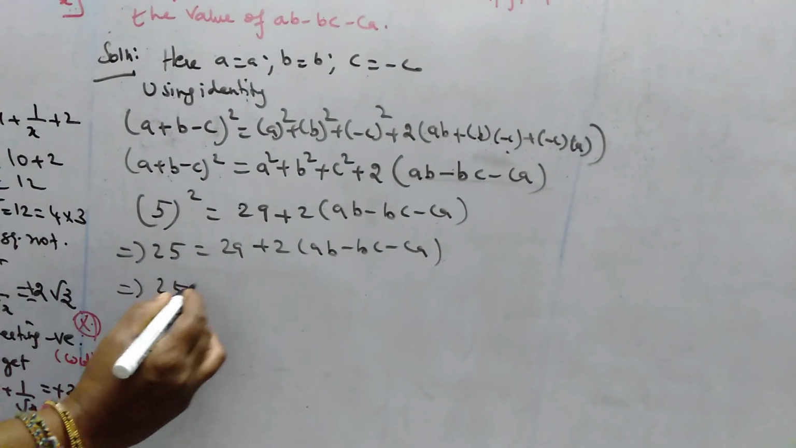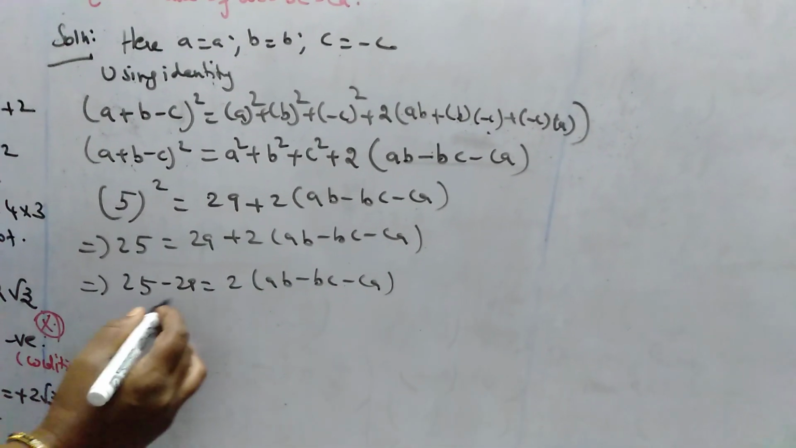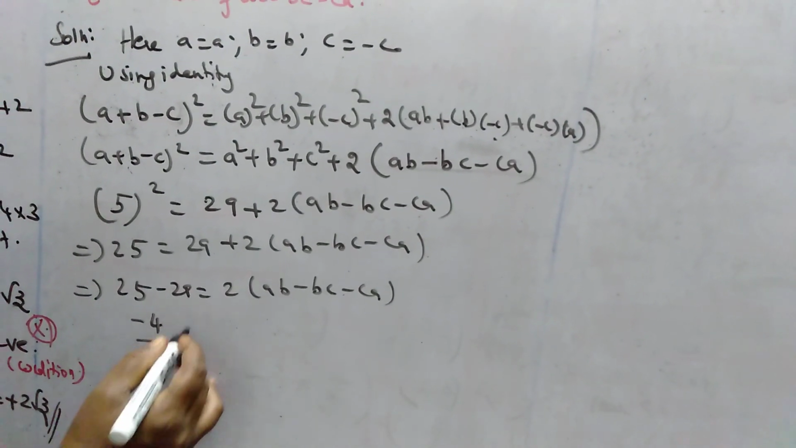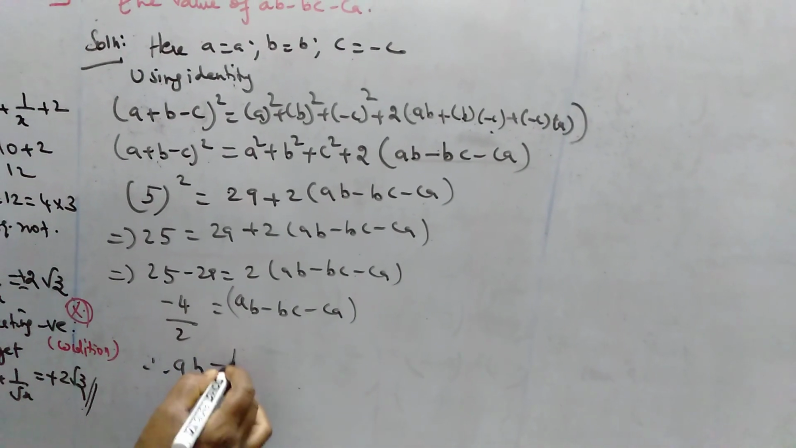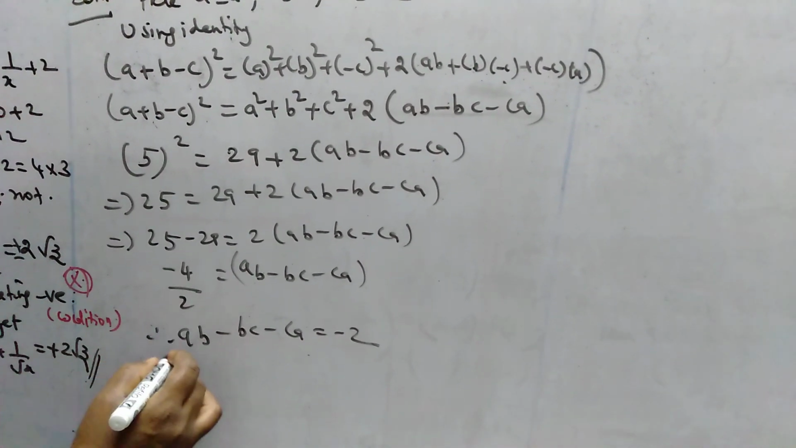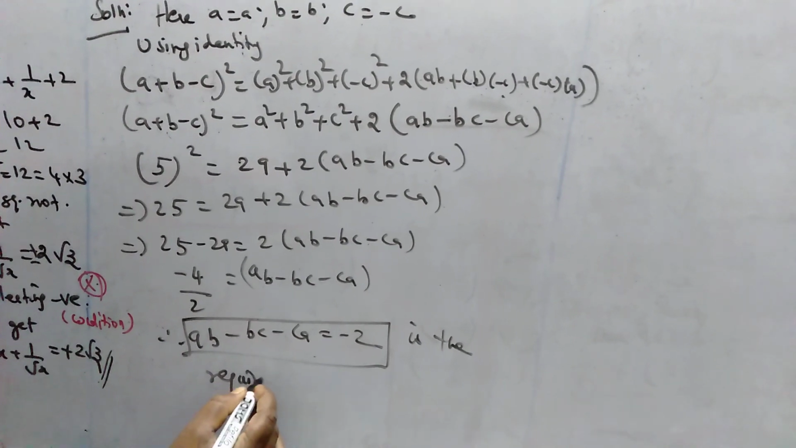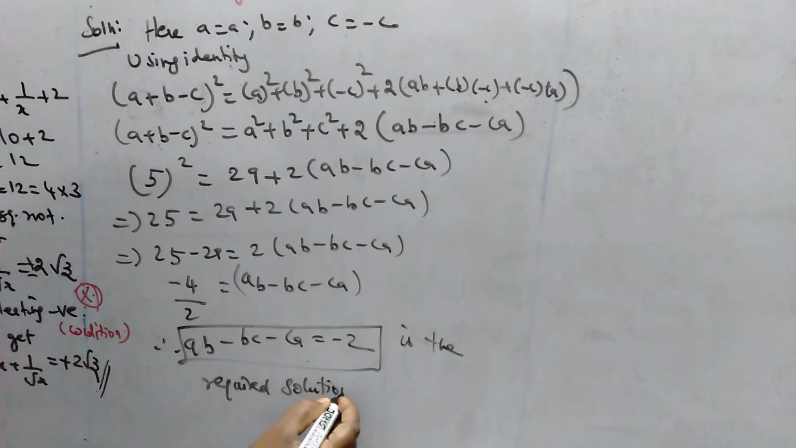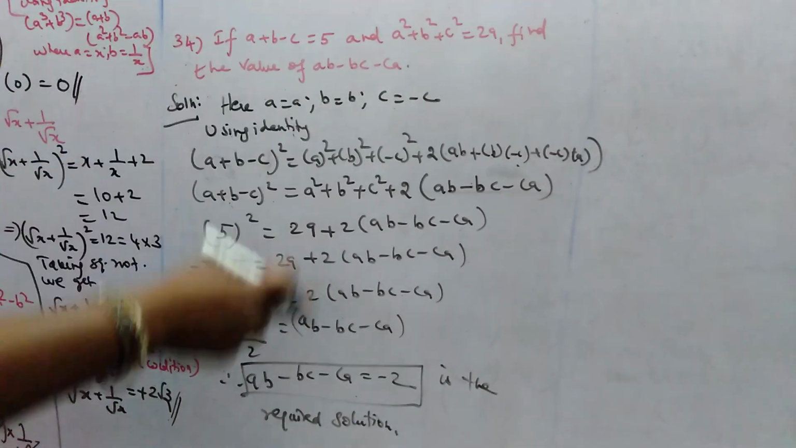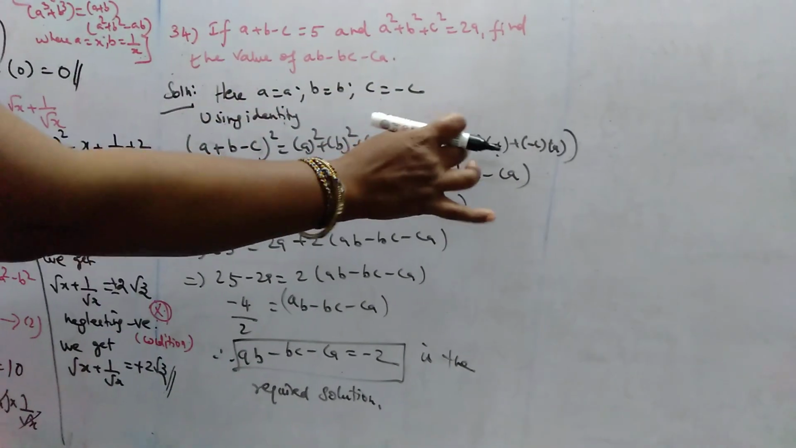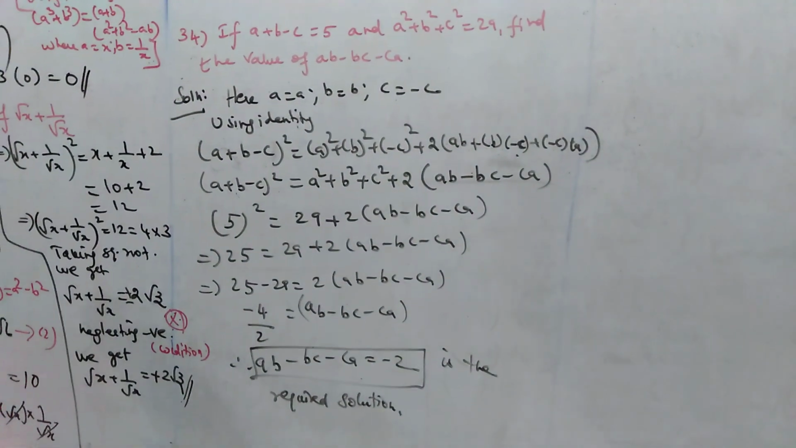Okay, which implies 25 minus 29 equal to 2 into ab minus bc minus ca, which is what? Minus 4 by 2 equals ab minus bc minus ca. So therefore ab minus bc minus ca equals minus 2 is the required solution. So the main thing here is keep a as a, b as b and c as minus c according to the given condition. So everything will be same. So substitute the value there, then it will be easy for you to get the answer.